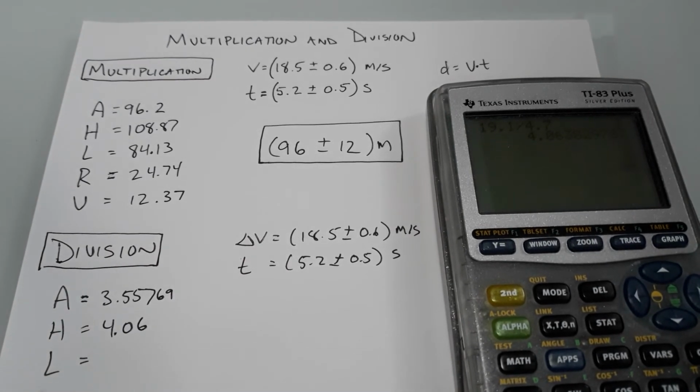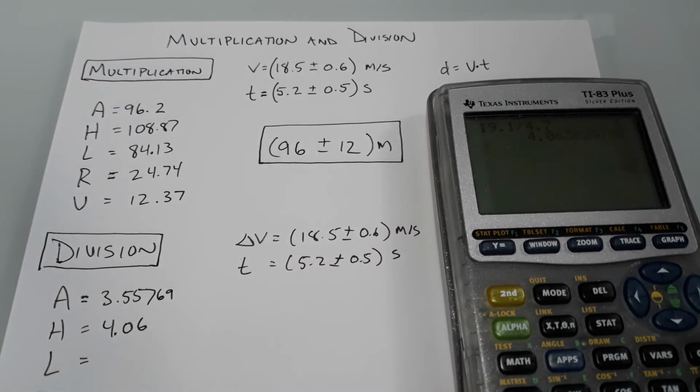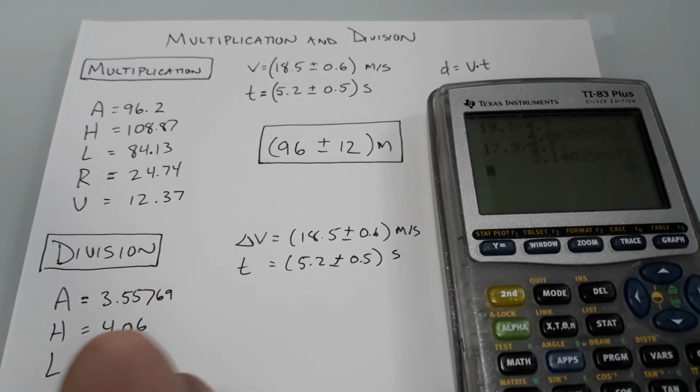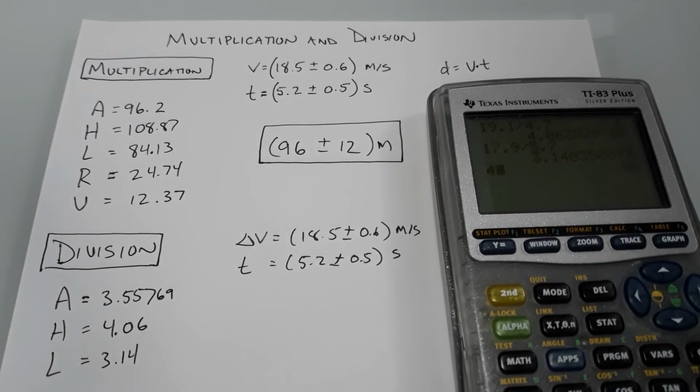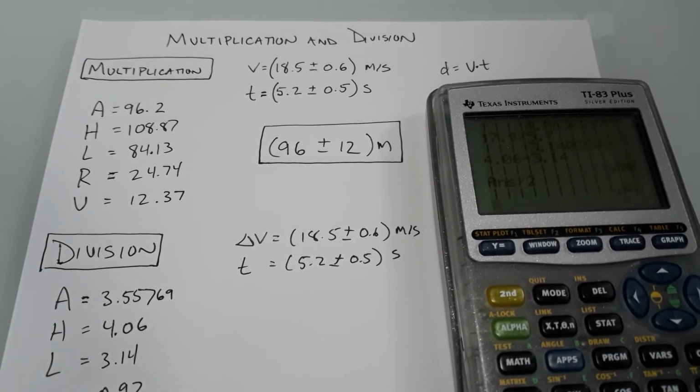Okay, the low number would be doing the exact opposite. So I'll subtract the 0.6 from the top number, I'll add the 0.5 to the bottom number. So in that case, that is going to be 17.9 divided by 5.7, and that's 3.14. Okay, so the range, we would simply subtract 4.06 minus 3.14. That is 0.92. I will divide that by 2 to give me 0.46.